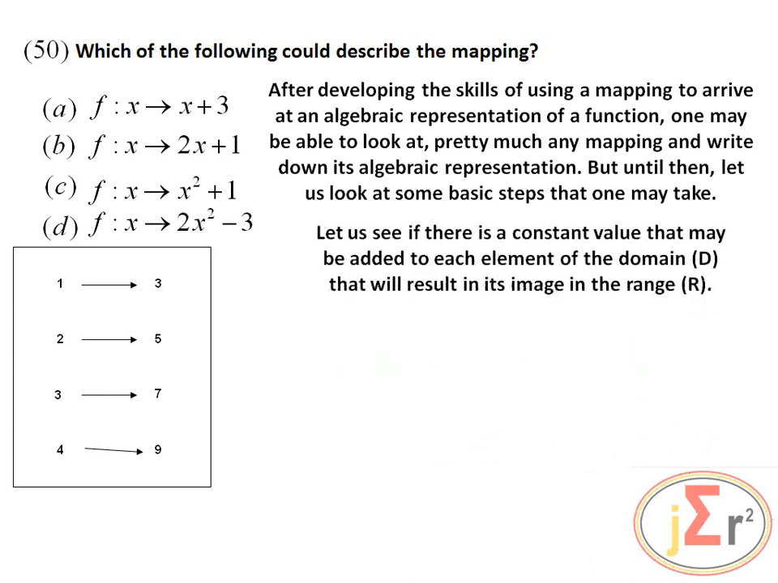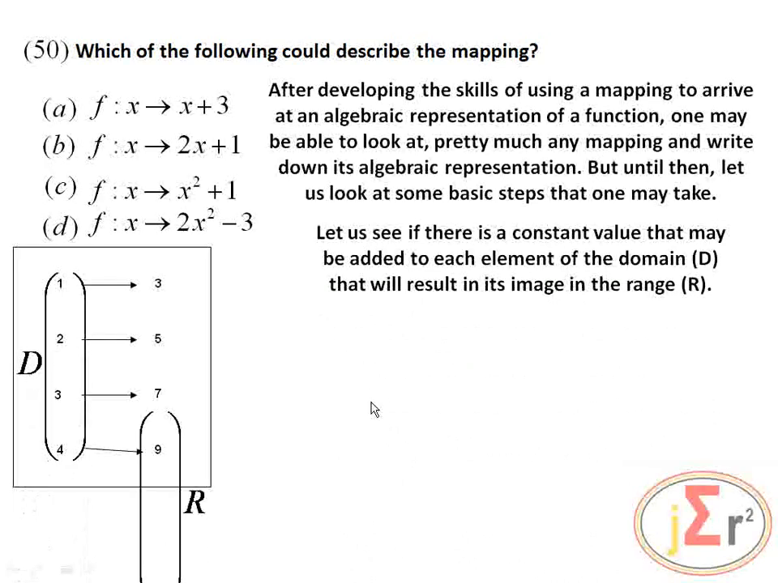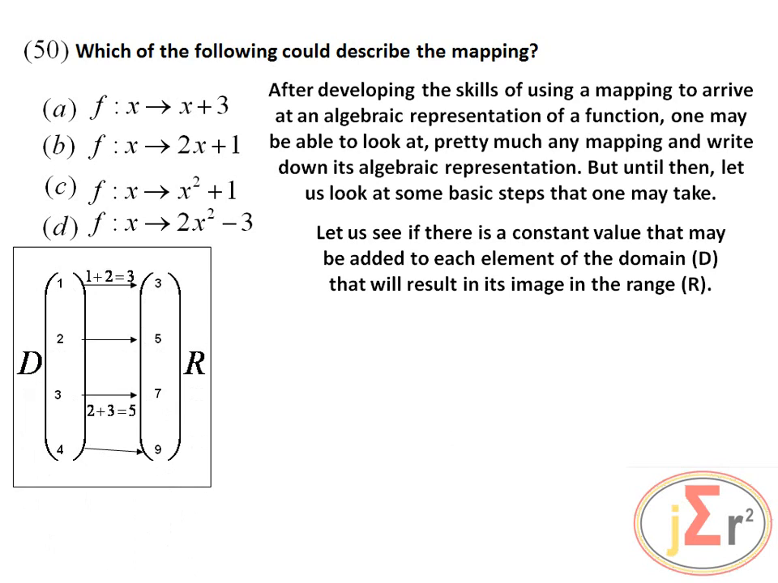Let us see if there is a constant value that may be added to each element of the domain D that will result in its image in the range R. So let us put in the domain and the range. We are attempting to see if we can find one number, like say 7, that is added to this one and results in this, added to this one and results in this, and so on. So let us see if there's a single number with that capability.